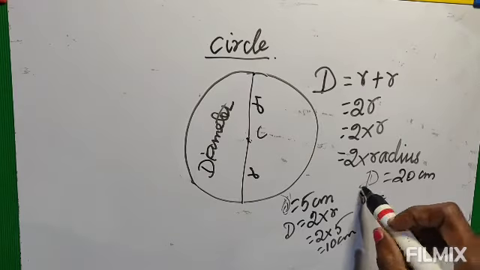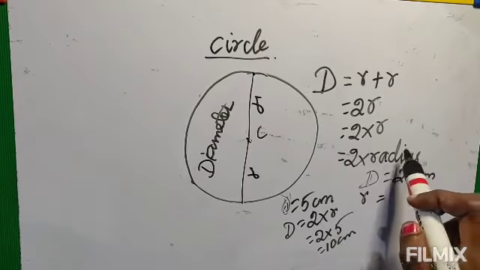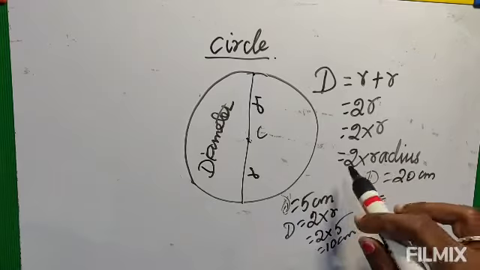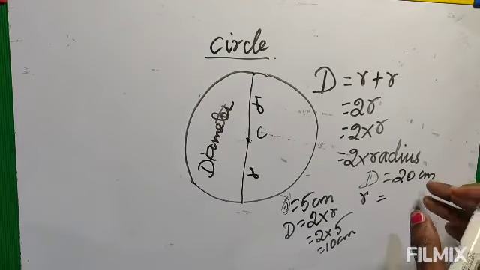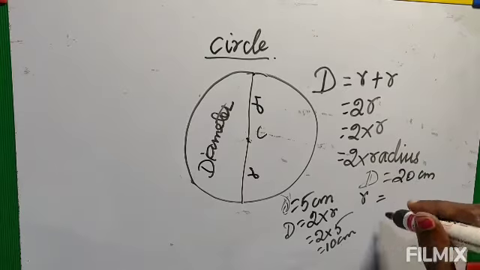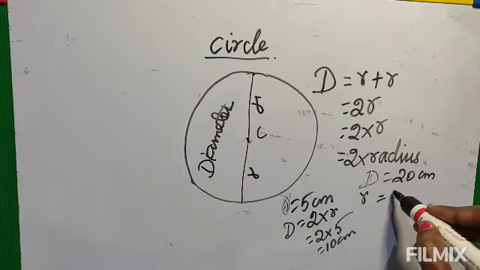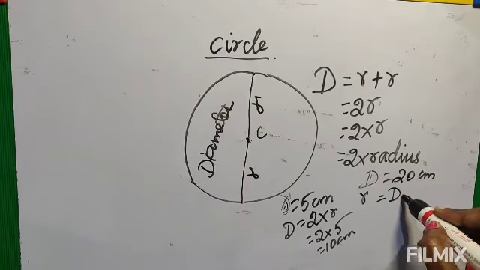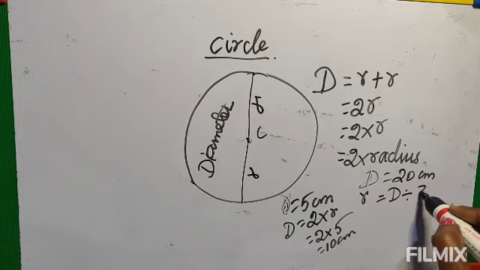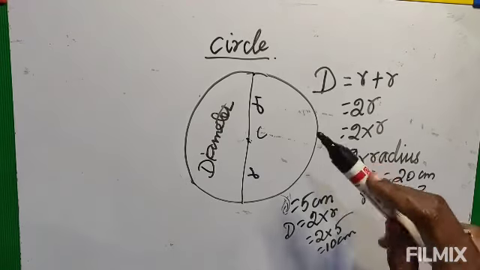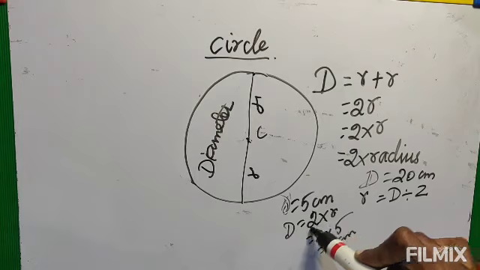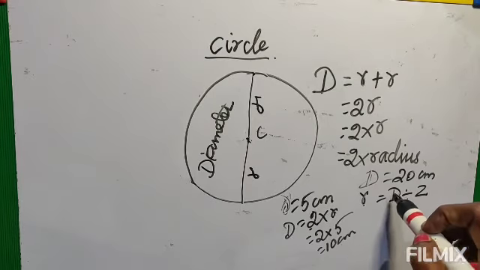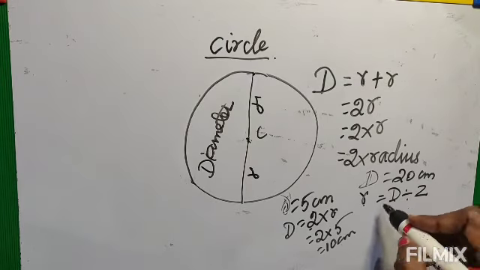Okay, so to find the diameter we multiply, because the diameter is the longest one. Radius will be the smaller one. So to find the smaller one you do the opposite. Here you multiply, so now you divide. To find the radius you divide the diameter by 2. To find the diameter you multiply the radius by 2.